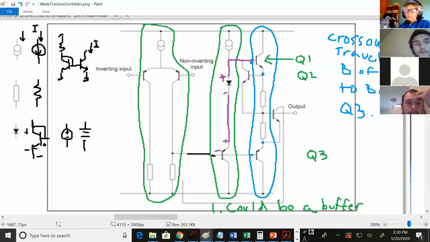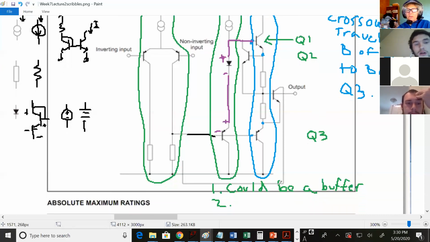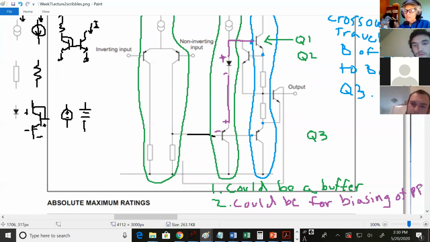Okay, so that's the other reason for this common collector. It could be for biasing. We'll call it biasing. Sorry, I'm so slow. Of push-pull, call it PP, push-pull.